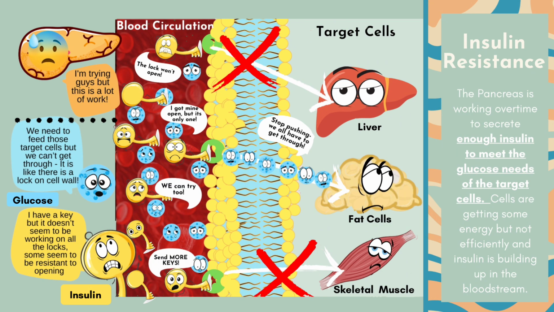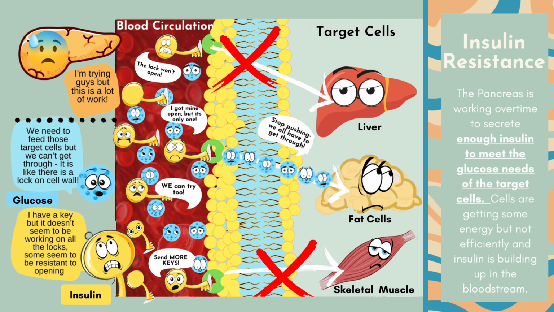This slide represents insulin resistance. You can see that the pancreas is actually trying very hard to keep up with the demands. It's releasing insulin, but yet not all of those locks are opening. The cell wall is starting to become insulin resistant. So it responds by making more insulin, so you have a lot more keys floating around.